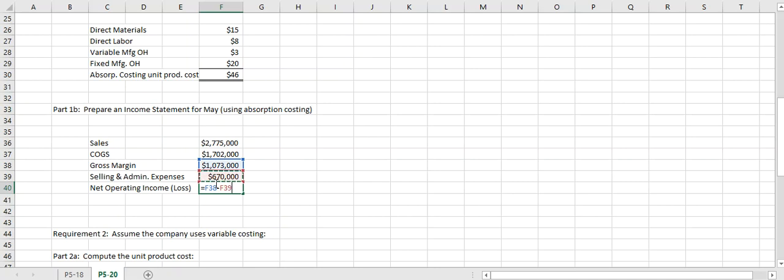So after we have that number, then we can calculate our net operating income by taking our gross margin and subtracting out those selling and administrative expenses. So we have a net operating income of $403,000.